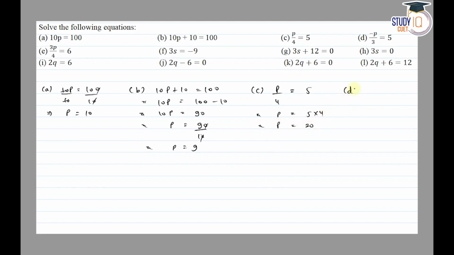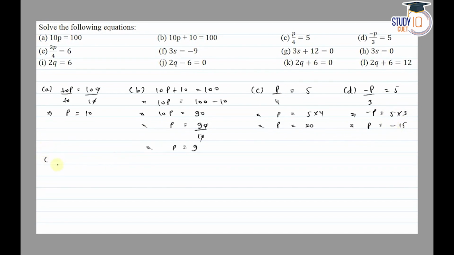Then part D, minus p by 3 is equal to 5. So minus p is equal to 3 को इधर shift कर देंगे, so 5 into 3. Then minus 1 से multiply कर देंगे both sides, so हो जाएगा p is equal to minus 5 into 3 is equal to 15. So p is equal to हो जाएगा minus 15.